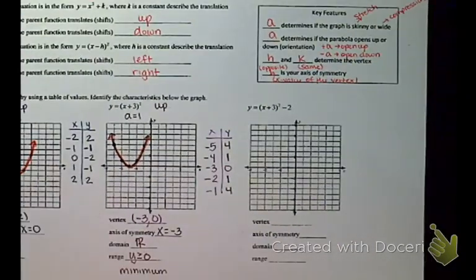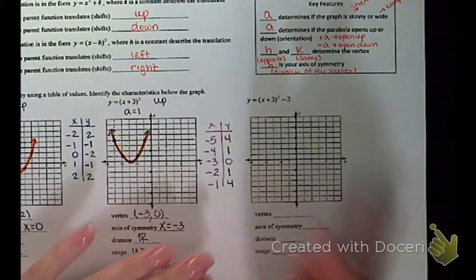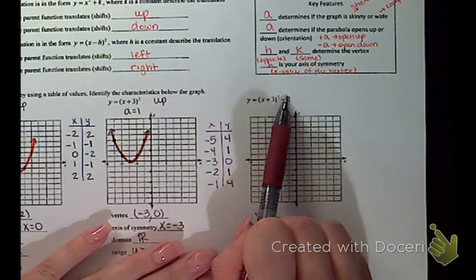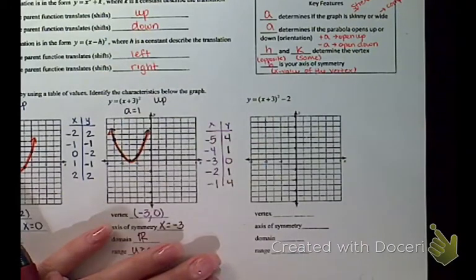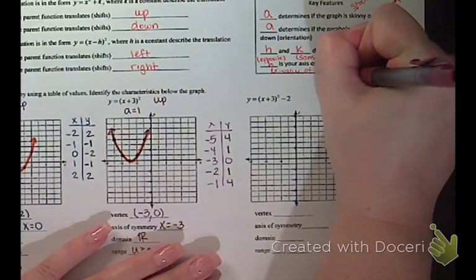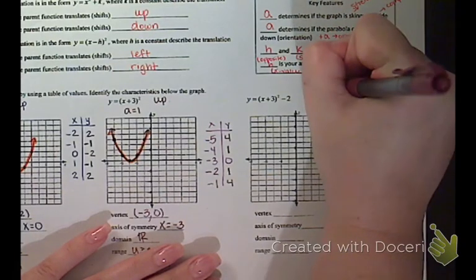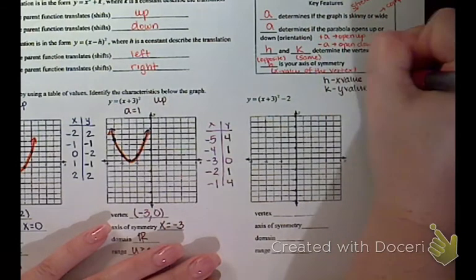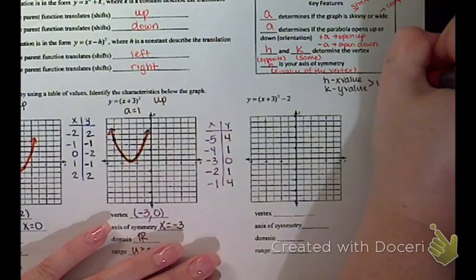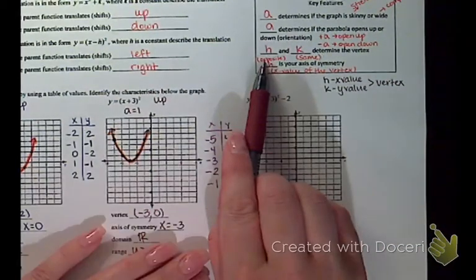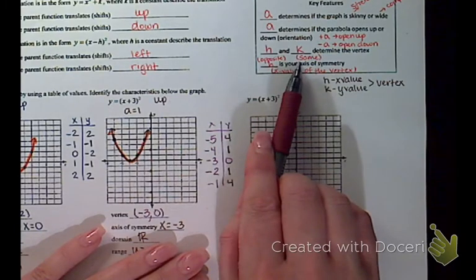All right. Now this last one combines both of them, right? This one looks more like vertex form. I have an h value, which is inside the parentheses. I have a k value, which is outside the parentheses. Now, remember, h is your x value. k is your y value. And this is for your vertex. So h is the x value, k is the y value. h is opposite of what you see, k is the same, okay?